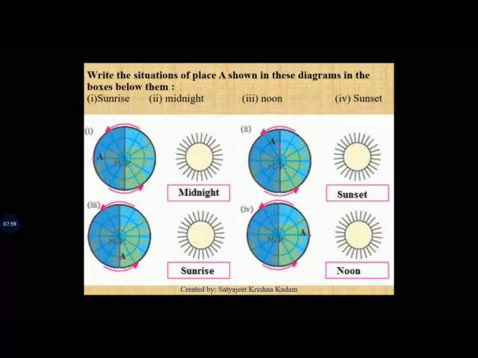Next, write the situations of place A shown in these diagrams in the boxes below them: sunrise, midnight, noon, sunset. First one, midnight. Second one, sunset. Third one, sunrise. And fourth one, noon.